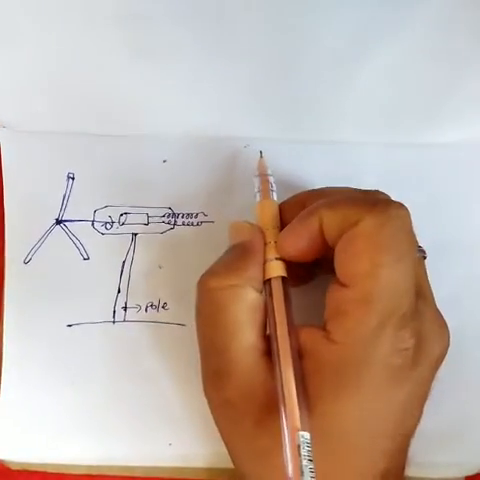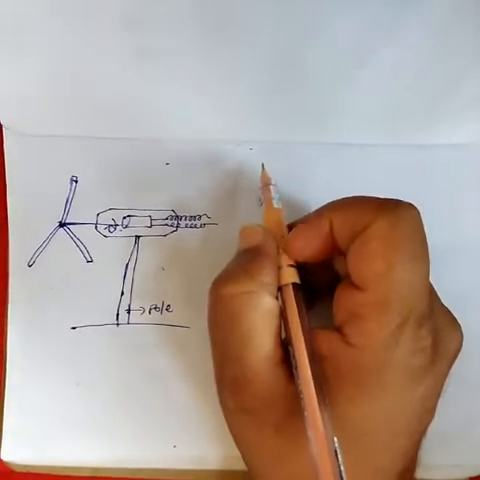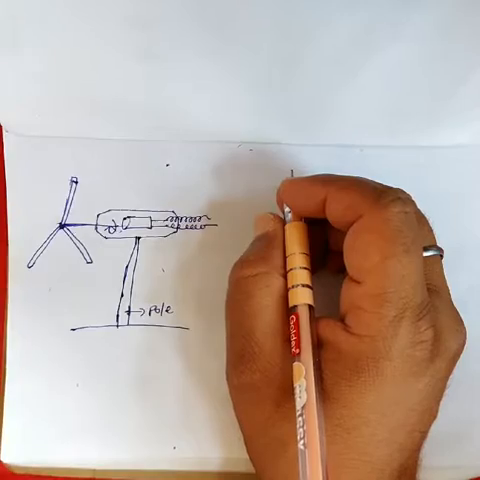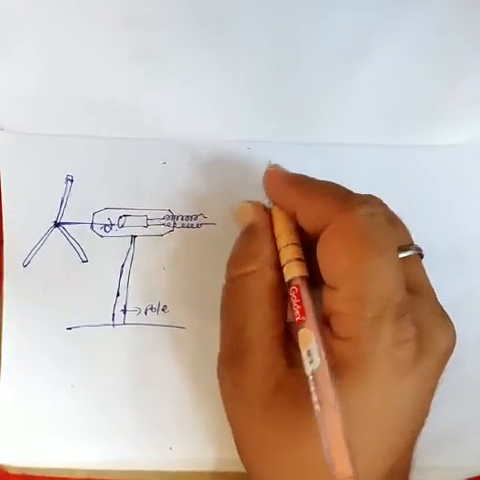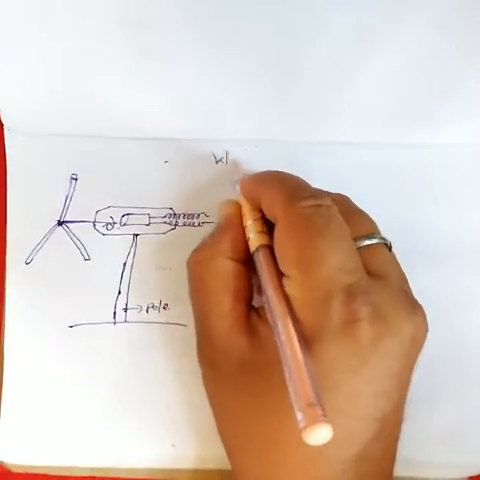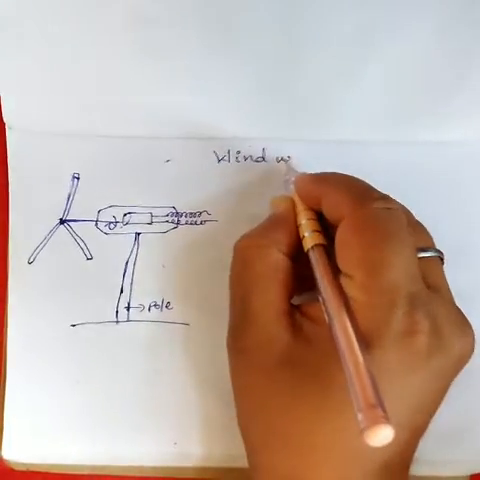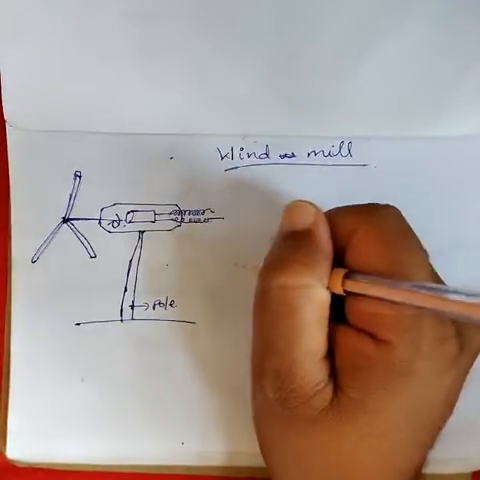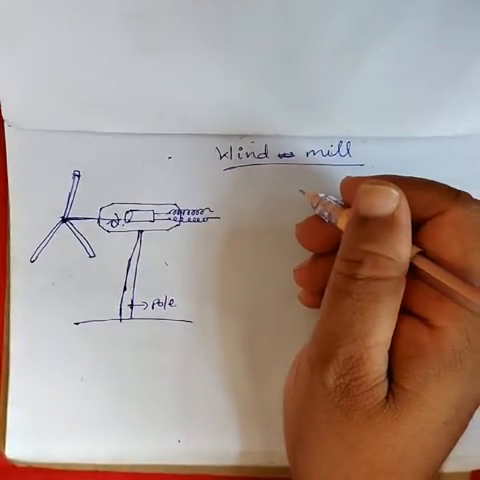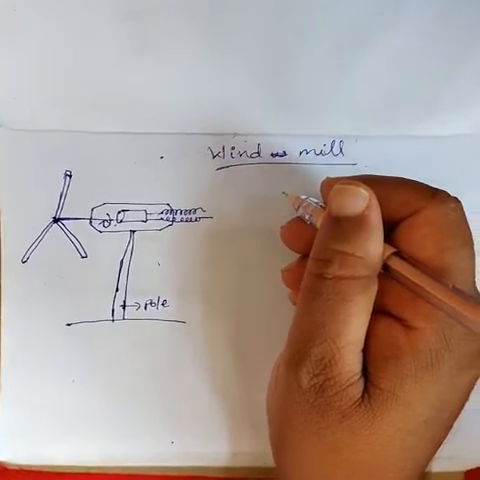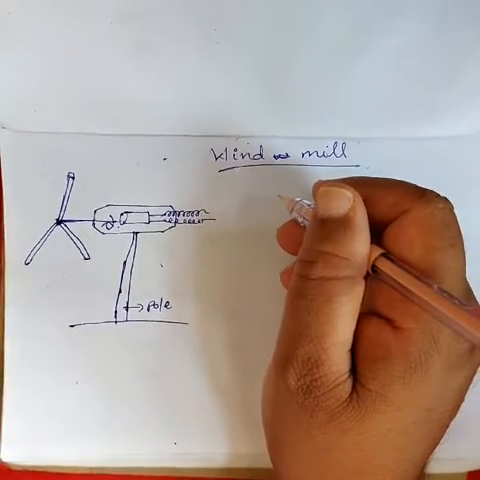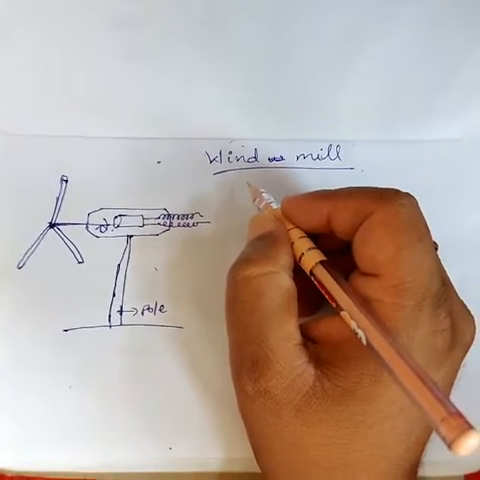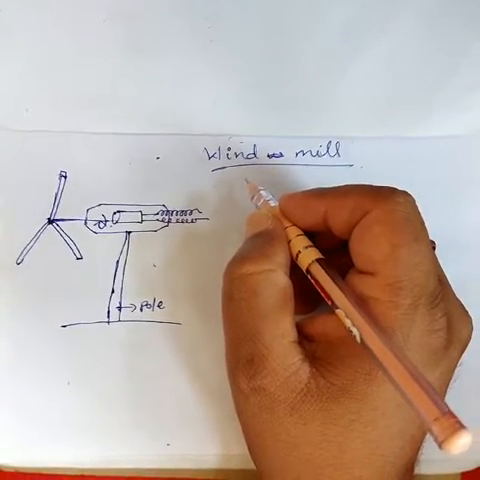Yesterday, in the previous class, we discussed biomass and hydropower plants, and today we will discuss the windmill. What is a windmill? How does it work? What are the uses? What are the advantages of wind energy, and what are the limitations of wind energy? These are the topics, and then if possible we will also start solar energy today.